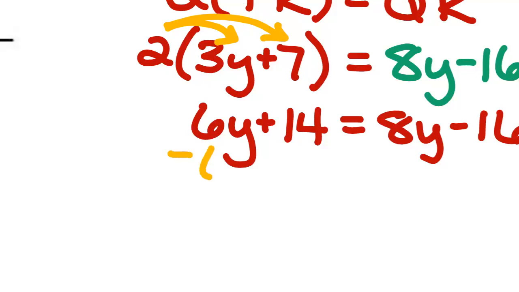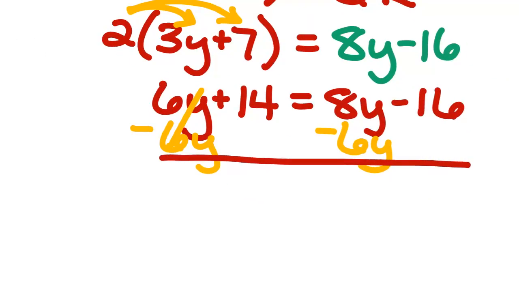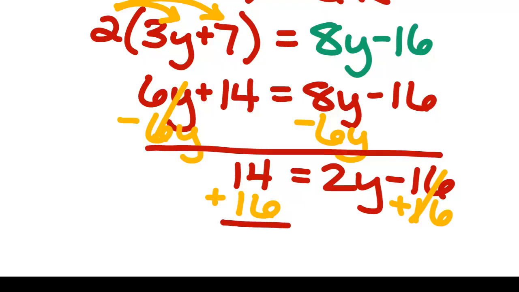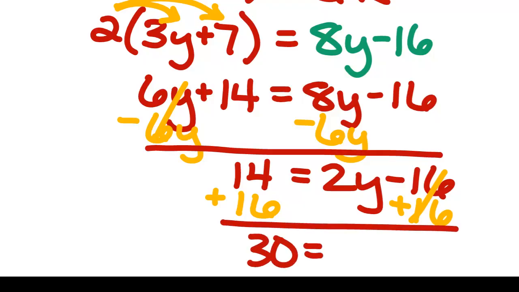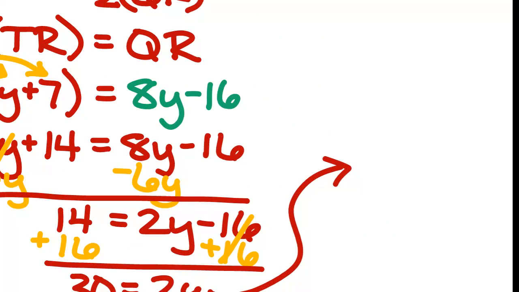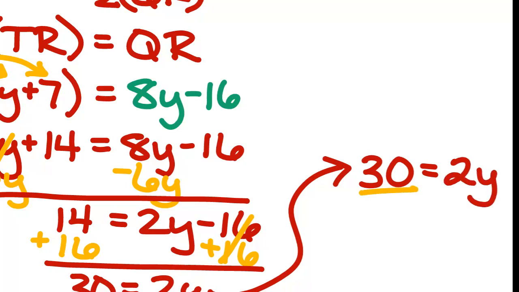And then from here, I'm going to get my y's to the same side. So I'm going to subtract 6y from both sides. I get 14 is equal to 2y minus 16. Then I would add 16 to both sides. What is 14 plus 16? 30. So 30 is equal to 2y. If 30 is equal to 2y, then how big is y? 15. Divide both sides by 2, and we get that y is 15.